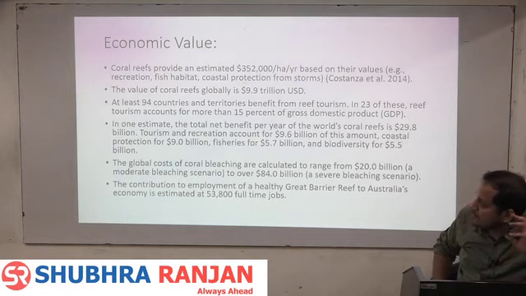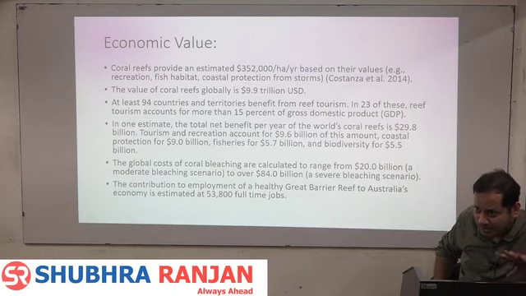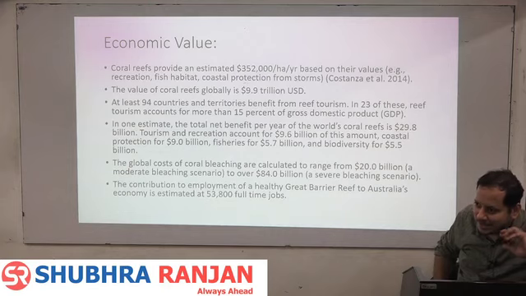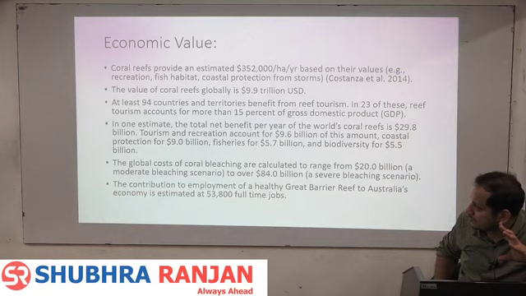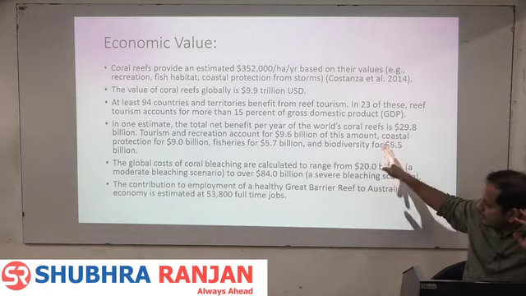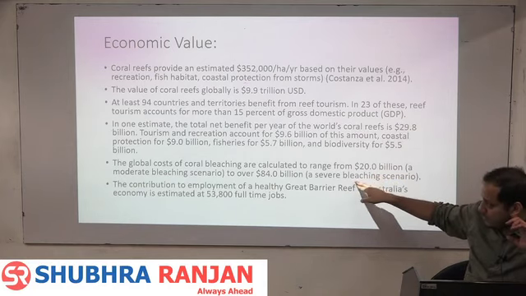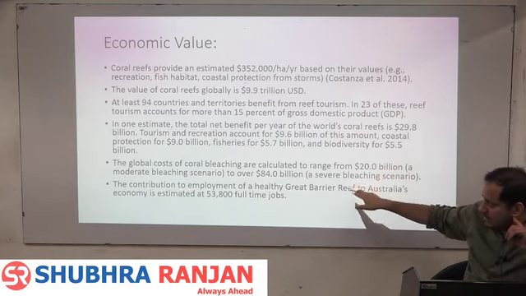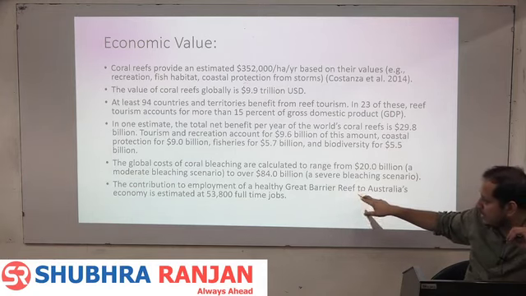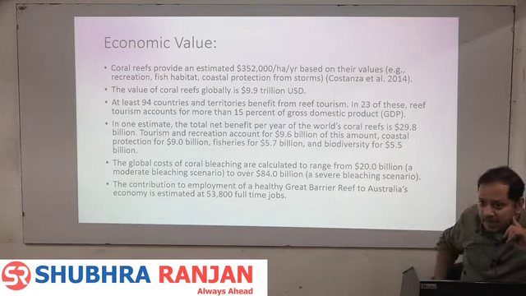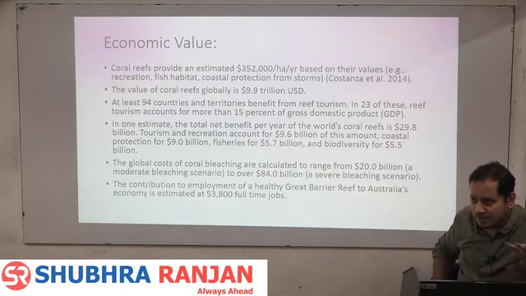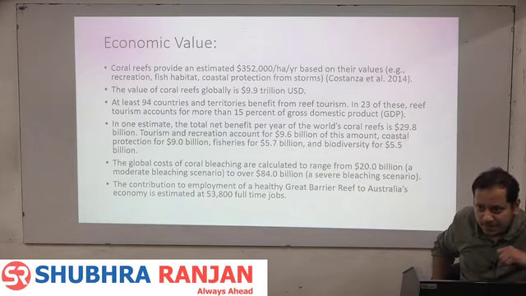And then the value of the coral reefs globally is $9.9 trillion US dollars. This was calculated in 97. After that the United Nations did not calculate. That time it was here. Right? The global cost of coral bleaching is calculated to range from $20 billion to $84 billion. Severe bleaching. The contribution to employment of the healthy Great Barrier Reef to Australia is estimated at 53,000 full-time jobs. Of 54,000 also you can write.